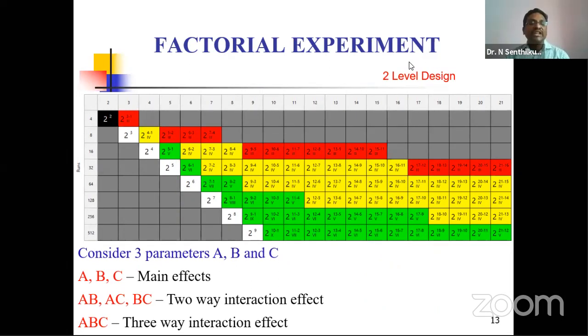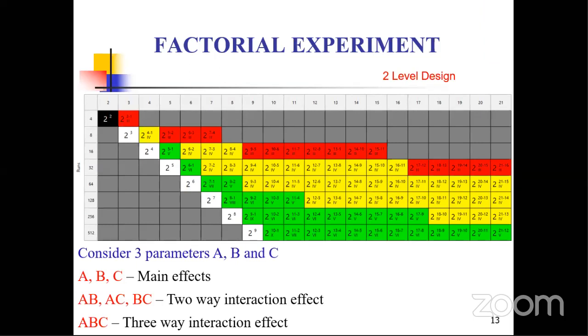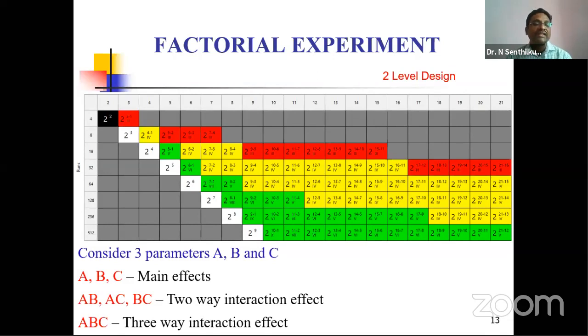Okay, so here you are seeing a table. This table is a two-level design factorial table. It comprises both full factorial as well as partial factorial designs. The whites are the full factorial designs, whereas the yellow, green, and red are partial factorial designs. The upper row, 2, 3, 4, 5, is the number of factors, or number of parameters, or number of inputs. And on the y-axis, we have the number of runs.